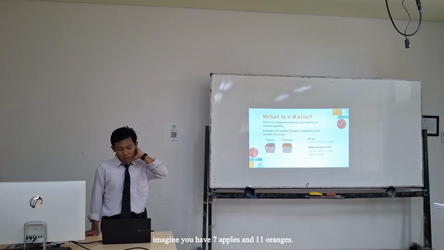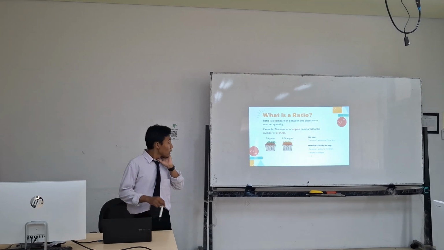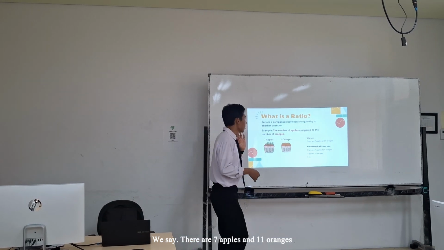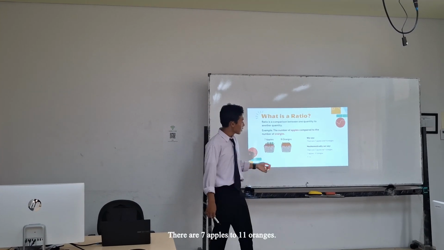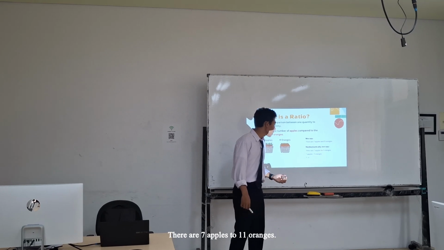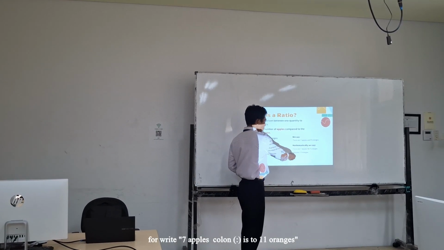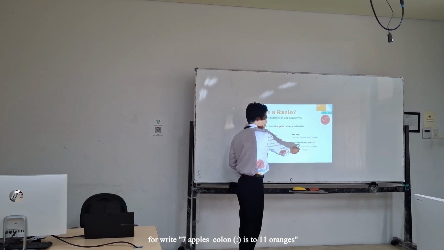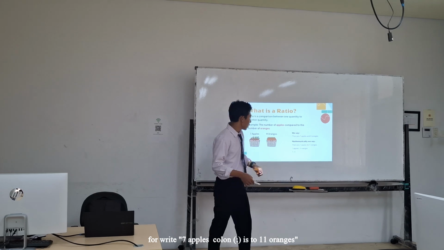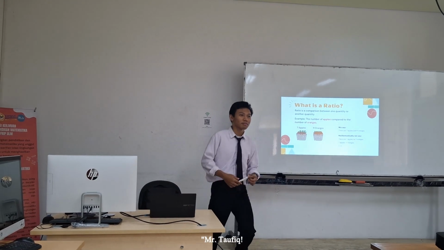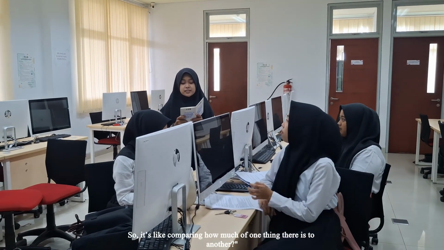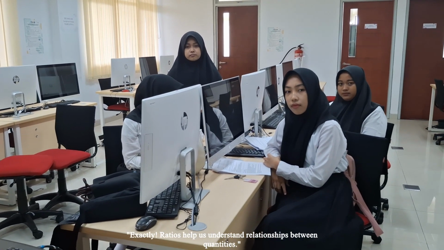Imagine you have 7 apples and 11 oranges. We say there are 7 apples and 11 oranges. Mathematically, we say there are 7 apples to 11 oranges, or 7 to 11. Mr. Taufik? Yeah? So it's like comparing how much of one thing there is to another. Exactly, Chelsea. Ratios help us understand the relationship between quantities.